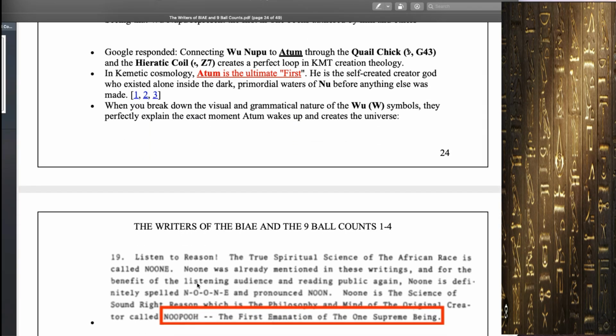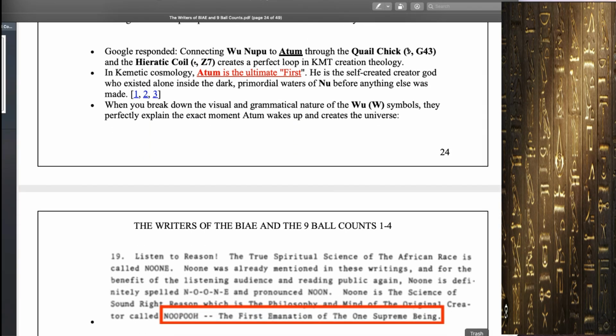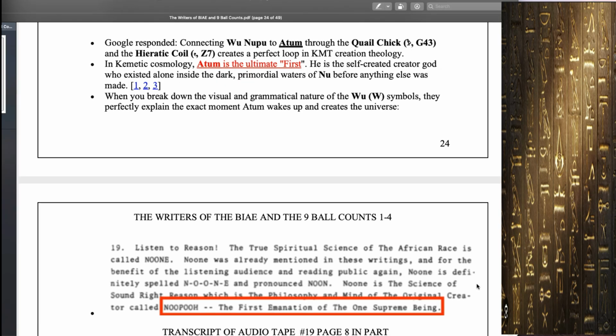Listen to reason. The true spiritual science of the African race is called Noon. Noon was already mentioned in these writings, and for the benefit of the listening audience and reading public again, Noon is definitely spelled N-O-O-N, not N-U or N-U-U-N, all right? And pronounced Noon. Noon is the science of sound right reason, which is what? The philosophy and mind of the what? Original creator called NOOPOOH, the first emanation of the one supreme being.